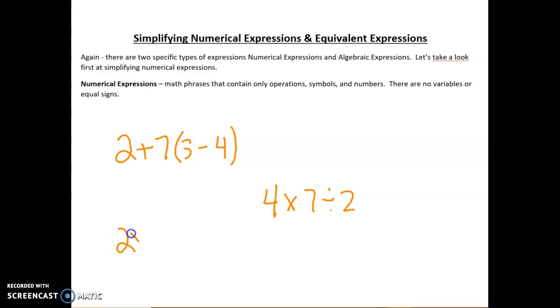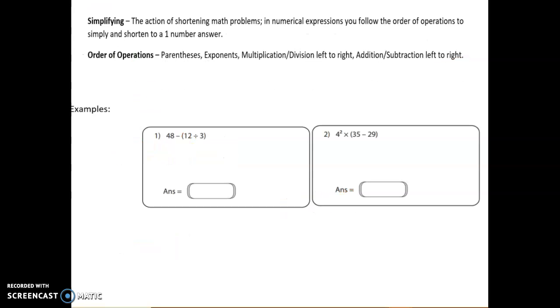Something else could be 2 minus 4 squared. Exponents are also part of numeric expressions. So again, these are just phrases that contain only operations, symbols, and numbers. There are no variables, and there are no equal signs.